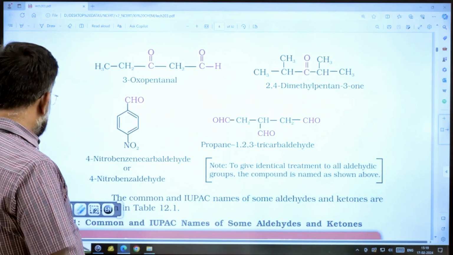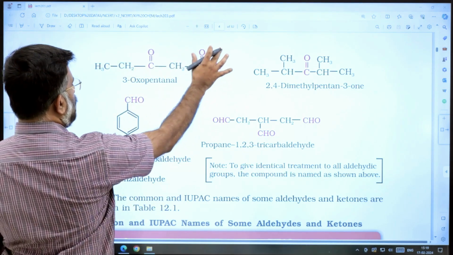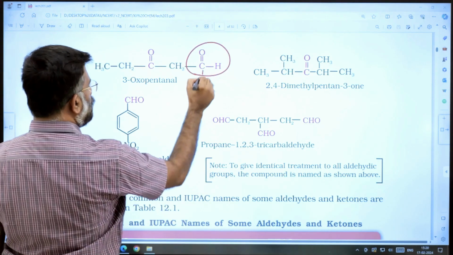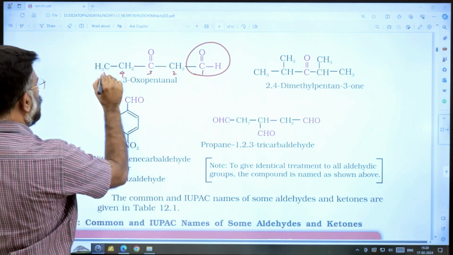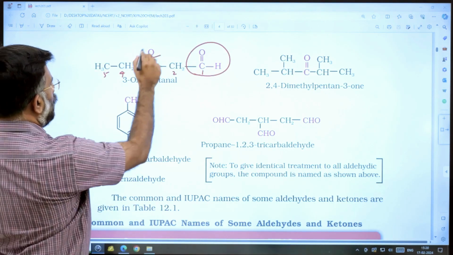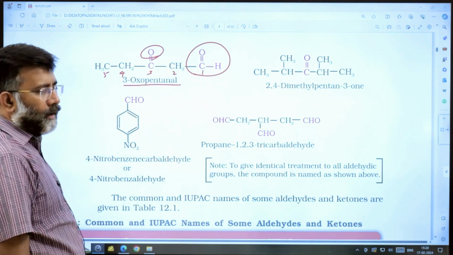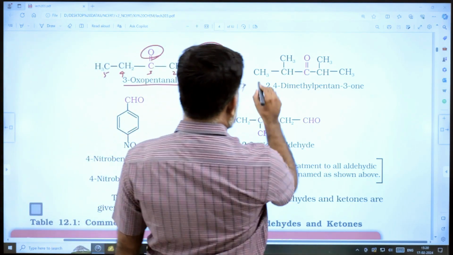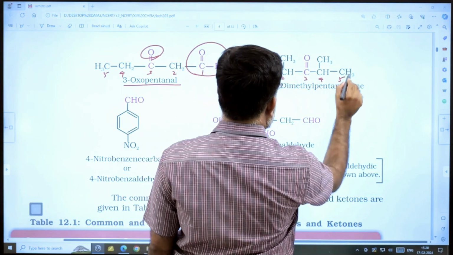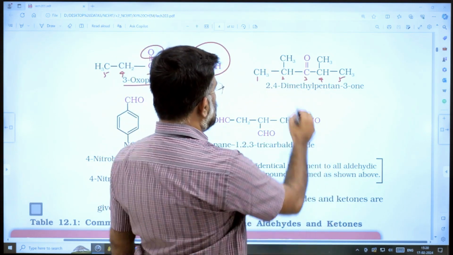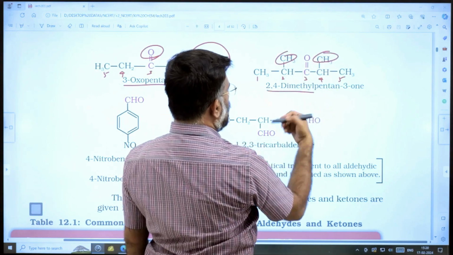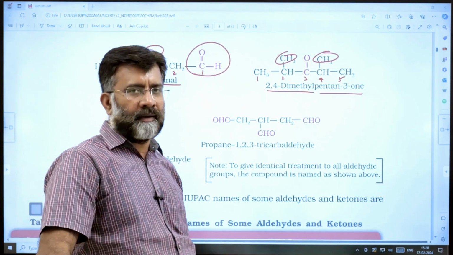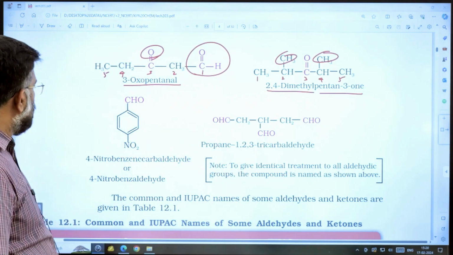What about here? There are 2 functional groups. There is a functional group here and a functional group here. So this is the principal functional group, known to all. So it is 1, 2, 3, 4, 5. So it is 3-oxopentanal. What is here? 1, 2, 3, 4, 5. It is 2,4-dimethyl pentan-3-one.